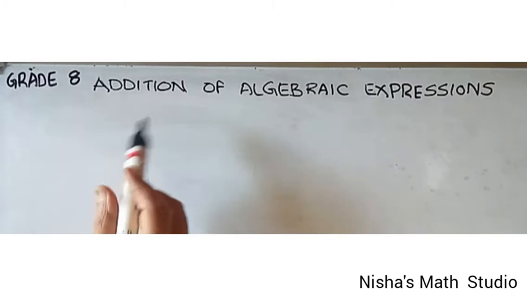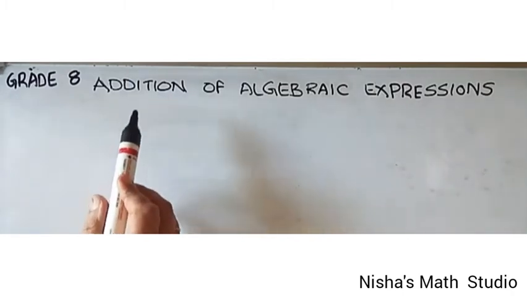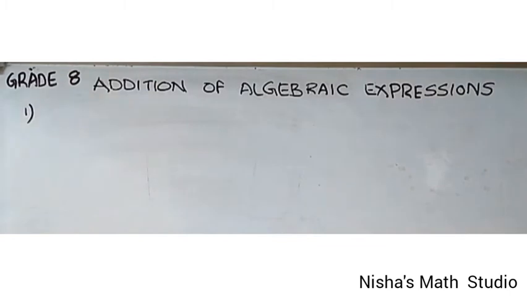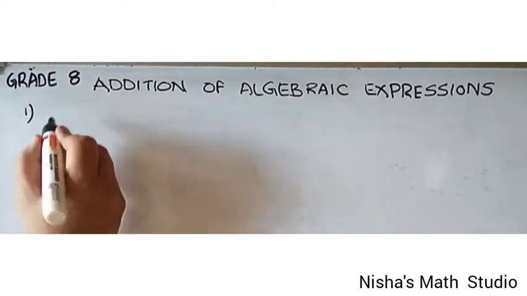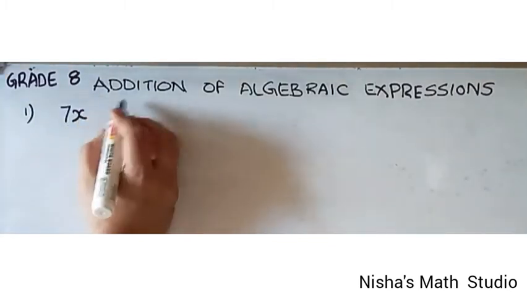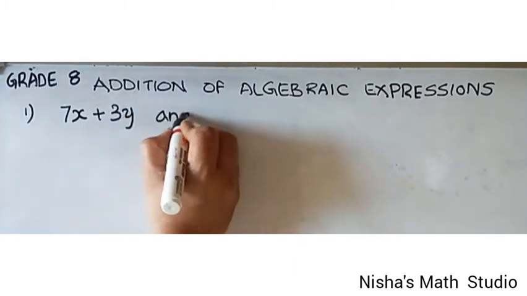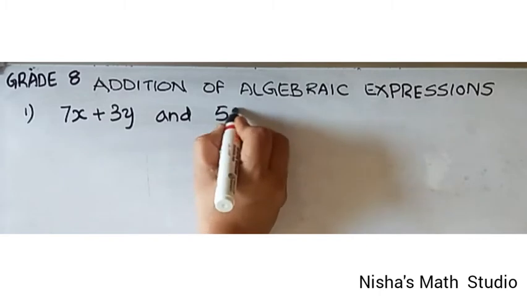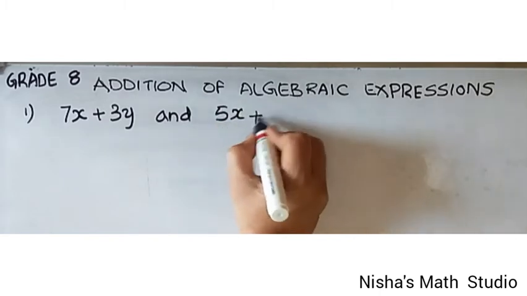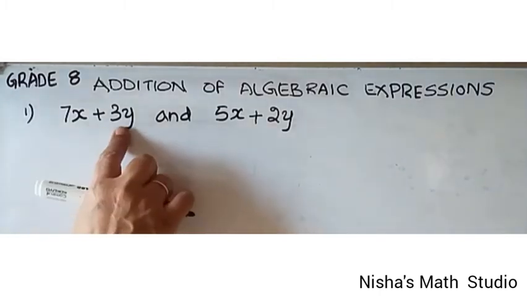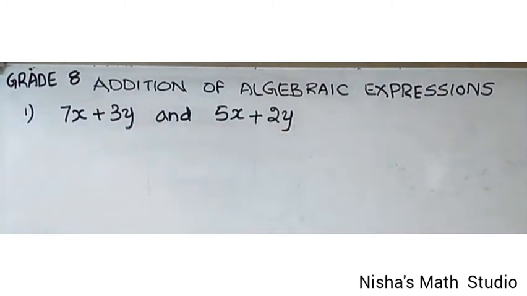Remember, we can add or subtract only the like terms. In this video we are going to take examples of addition only. First we will take adding 7x plus 3y and 5x plus 2y. This is one expression. This is another expression. We have to add these two. Remember, we can add only the like terms.